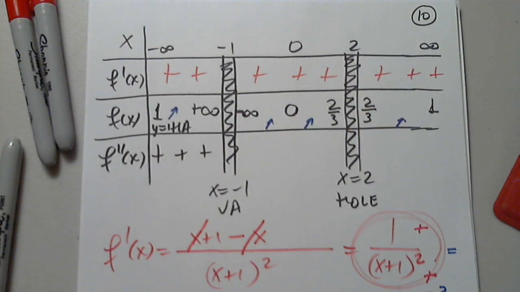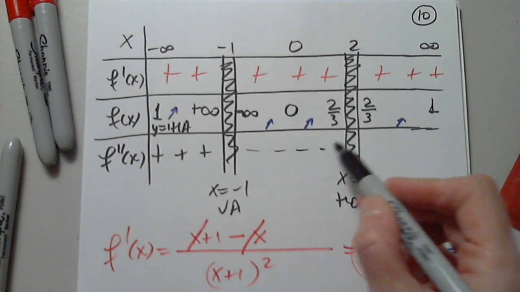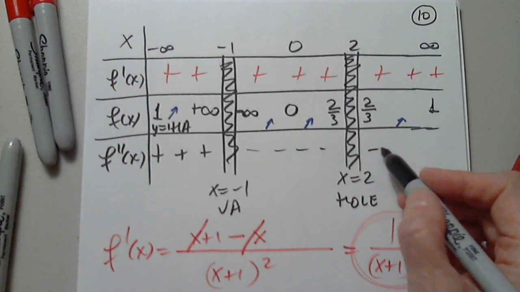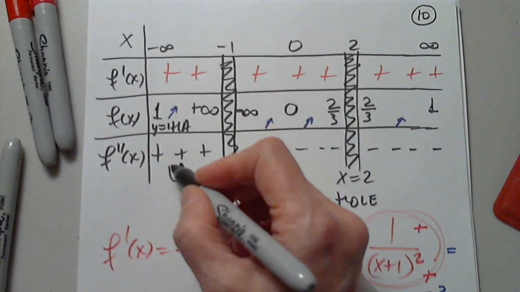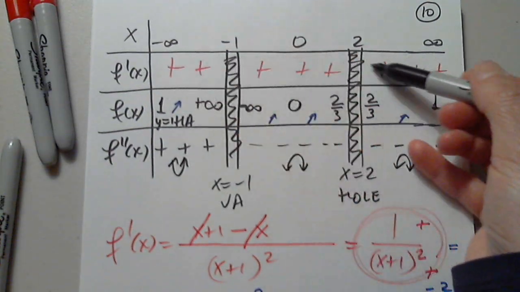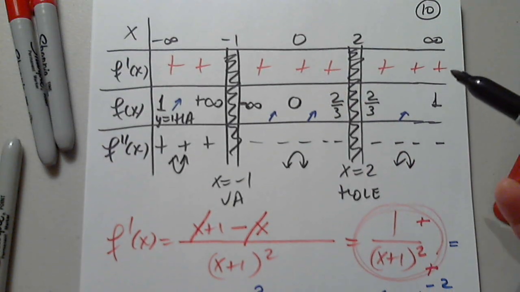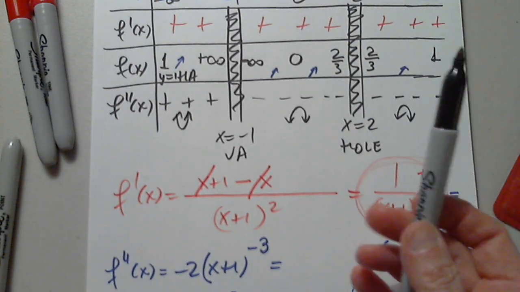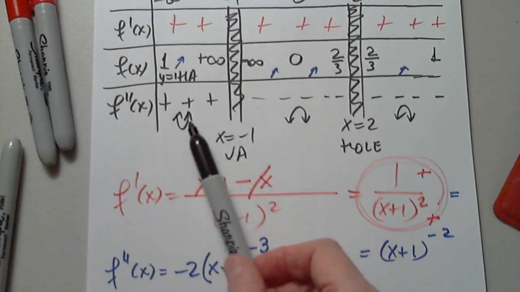Let's plug in 0. When I plug in 0, I get negative. When I plug in 10, I still get negative, of course. So therefore, opening up, opening down, opening down. No point of max min because it's always positive, no sign change. No inflection point because it's undefined where the sign changes.